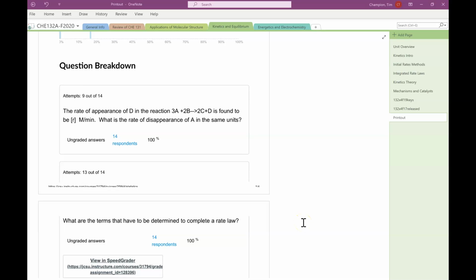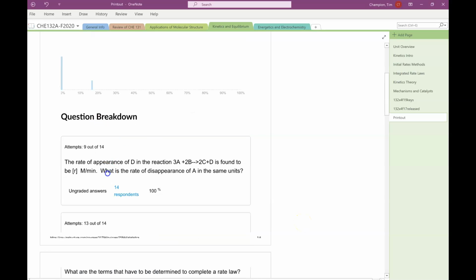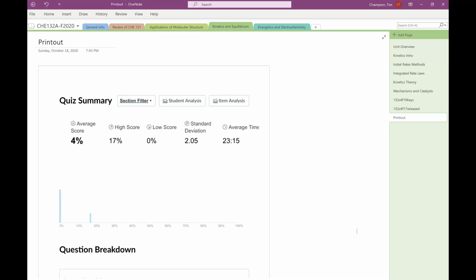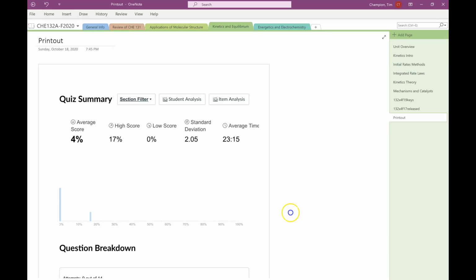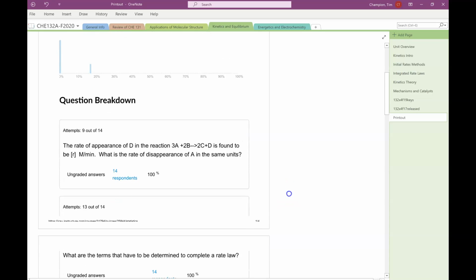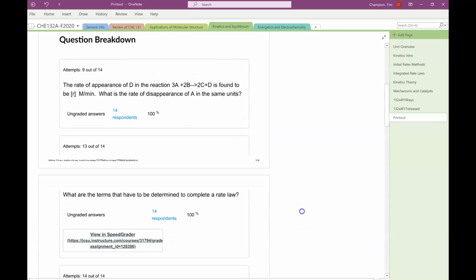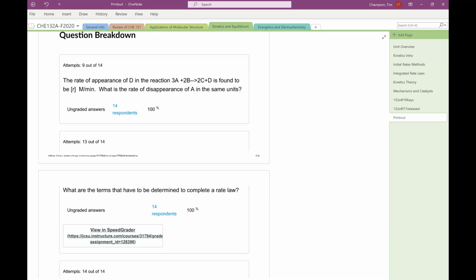Hi guys, I want to talk a little bit today, go over this Kinetics quiz. Pulled the summary up here, and this is before I've graded some of the manually graded questions, but I wanted to go over how to do these quizzes.